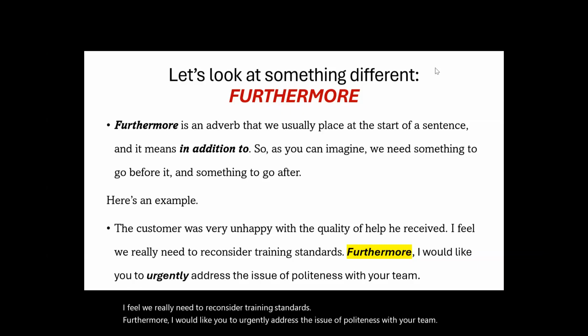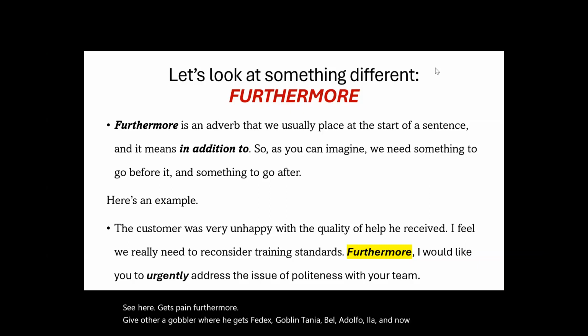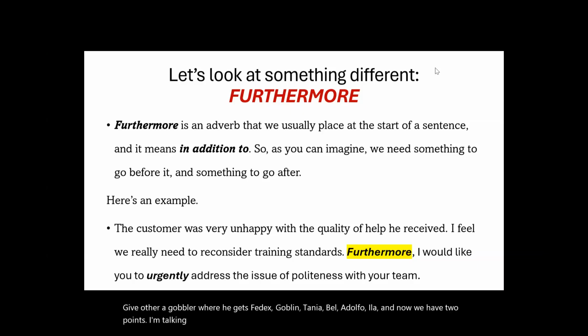See, where did furthermore come here? It came at the beginning of the second sentence, meaning in addition to. We have 2 points I'm talking about. So I mentioned the first one in the beginning and then I said furthermore, it means in addition to. Okay. So let's read the sentence again.